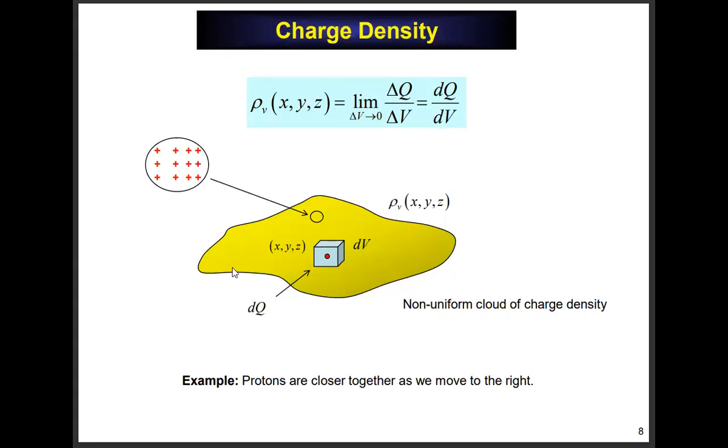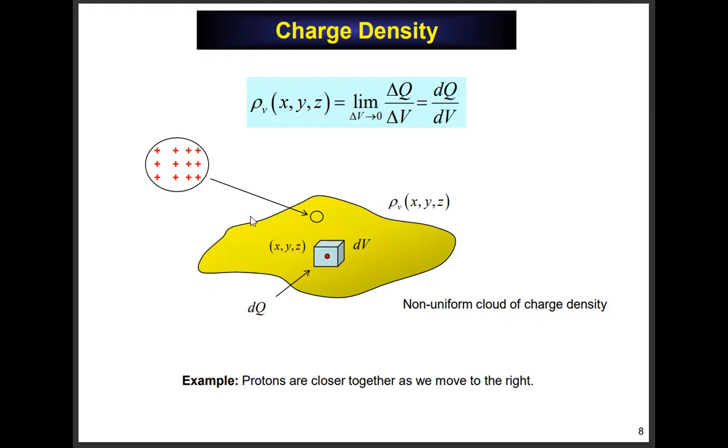Okay. Visualize a cloud of charge, like, for example, a cloud of protons floating around in space. Protons are, of course, positive charge, electrons are negative charge. So if it's protons floating around space, the rho v would be positive, right? Positive function. Now, just imagine a little sampling cube. It doesn't have to be cube shape, but a little sampling cube, let's say. It's got some little volume, dV, centered at the sampling point XYZ, and it scoops out a little bit of charge. Now, if you magnify what the cloud looks like, you're going to see protons, right?